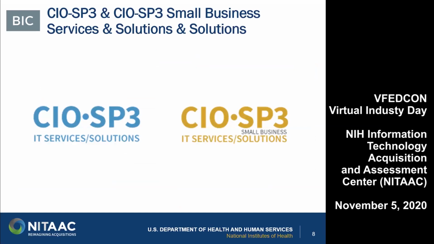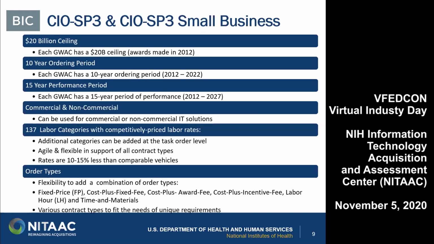All right, so here we're going to start talking about our individual GWACs. There's SP3 and SP3 Small Business, which is all small business and the 5 socioeconomic categories. And remember, these two, as all 3 of ours, are best in class, which means if you're trying to meet your spend under management goals, any of our GWACs, best in class, gets you there more efficiently. 100% will count towards your spend under management goals. Next, please.